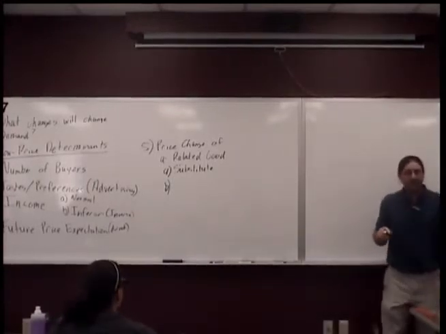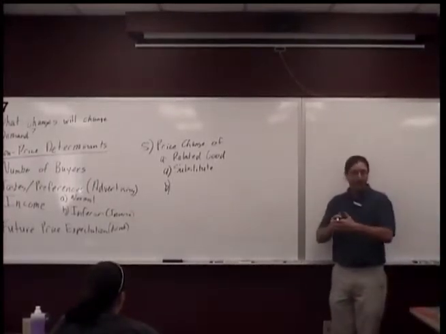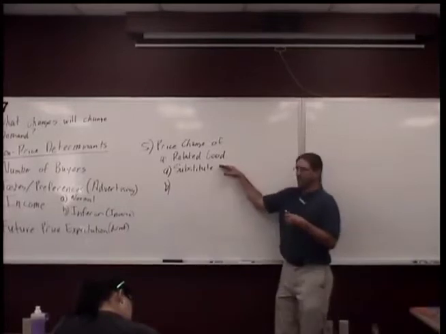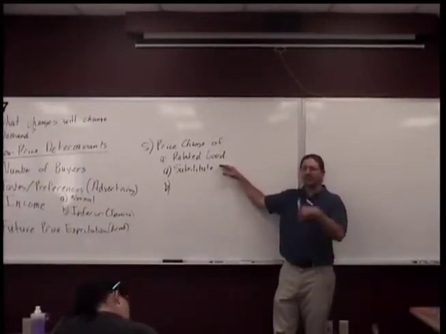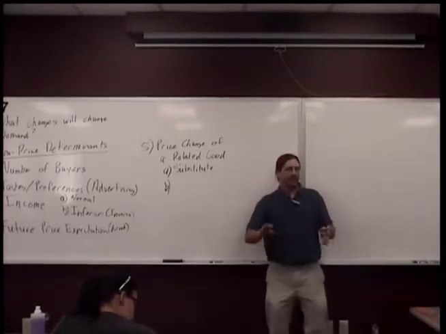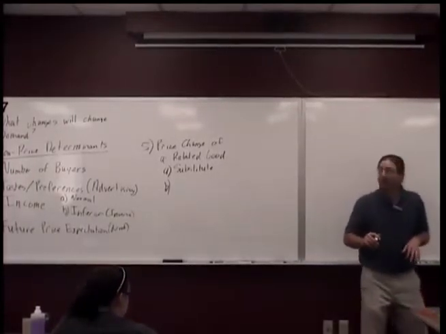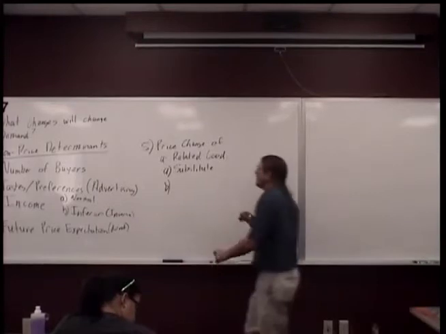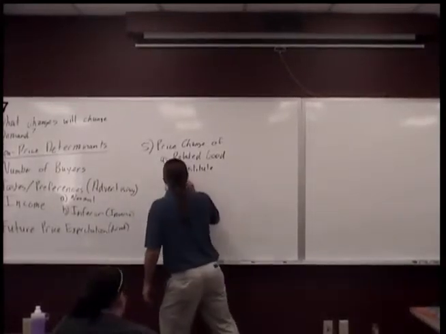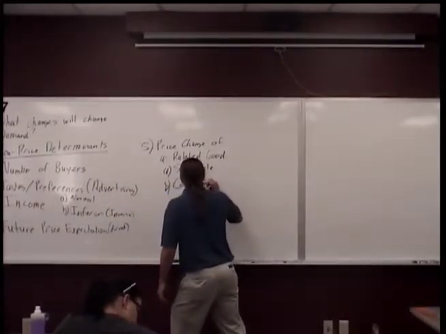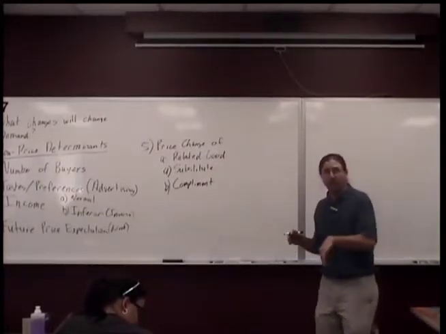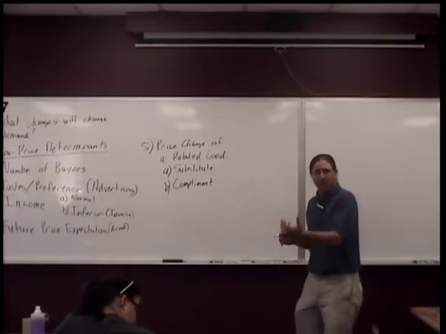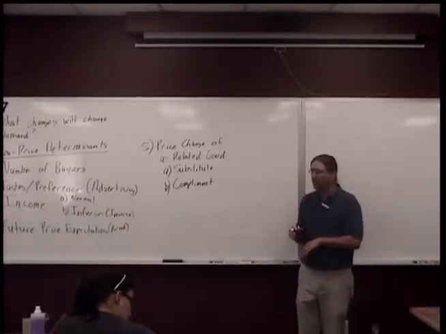In other words, if you're talking about the demand for McDonald's, a substitute would be Burger King, Arby's, Hardee's. You guys can probably rattle off all those different things better than I can, all right? The other type of good is complementary goods. Complementary goods are goods that go with your product, right?